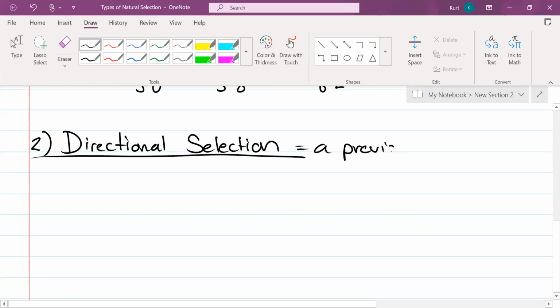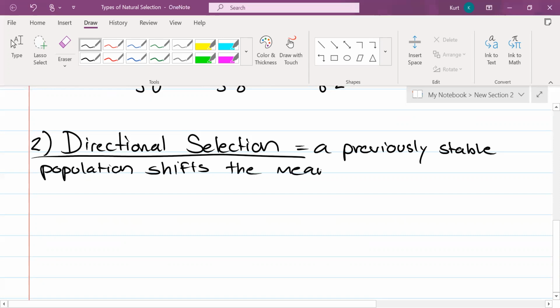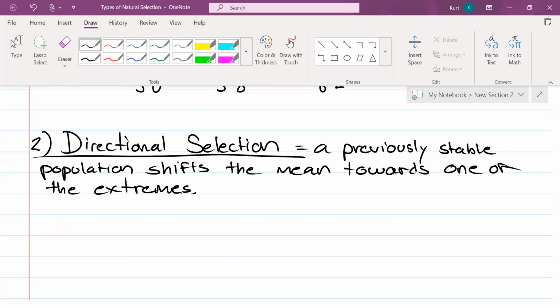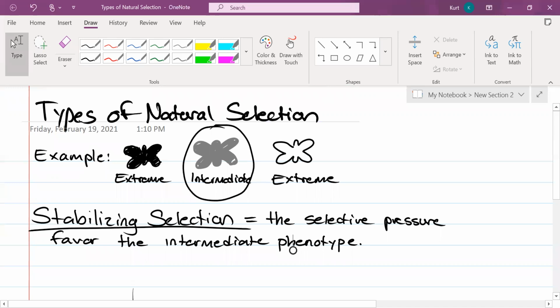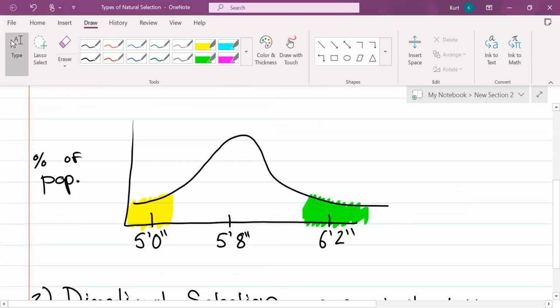A previously stable population shifts the mean, or the average, you all hopefully know what a mean is, towards one of the extremes. So if we go back up to our moths, for example, the gray phenotype is no longer in favor. Let's say it's wintertime, everything is covered in snow, the white is now the most biologically fit.